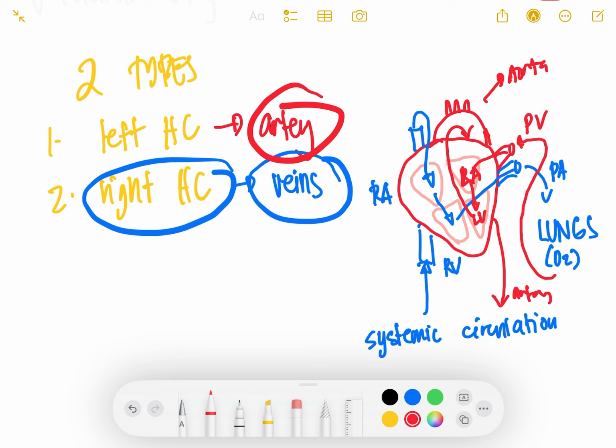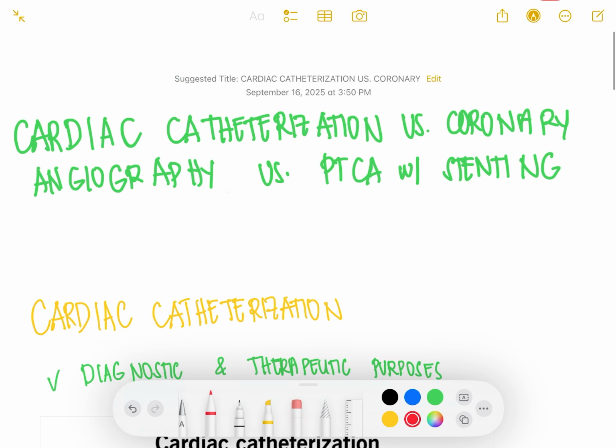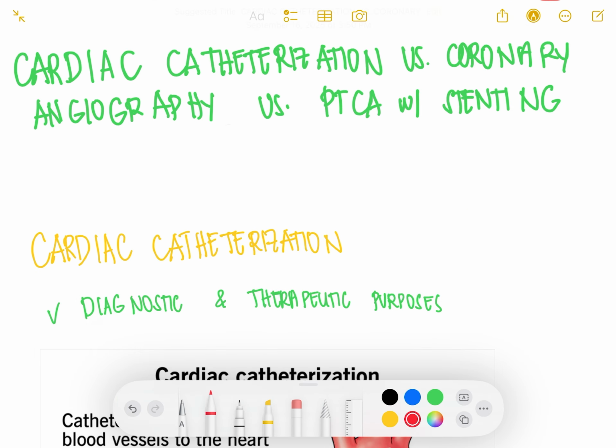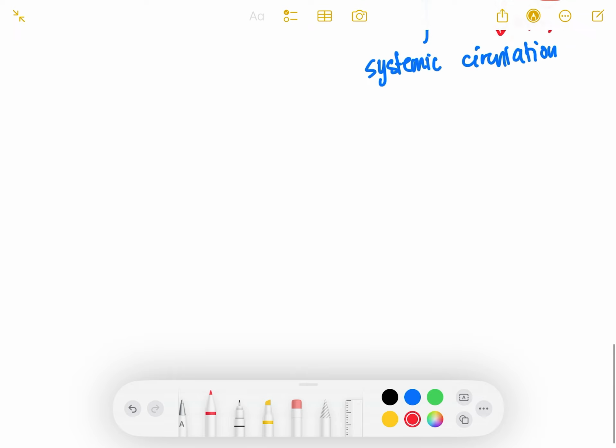And, okay, yung dugo that came from the left side of the heart will go to the body using arteries. Kaya, arteries ang ginagamit for left heart catheterization. Now, the patient preparation or care for patients will be discussed pagpunta natin dito sa mga coronary angiography, PTCA with stenting, or PTCA. Okay? Kasi these are all under cardiac catheterization. So first, let's talk about coronary angiography.